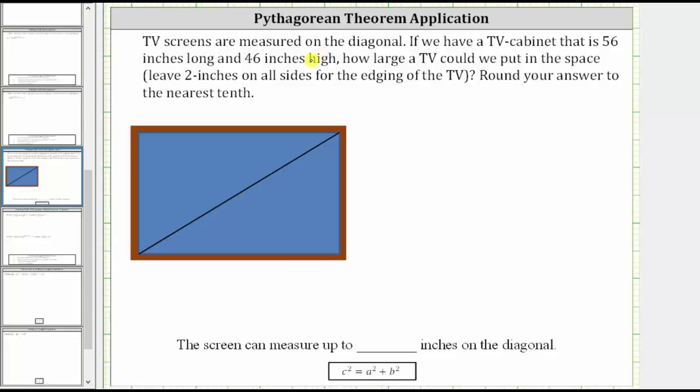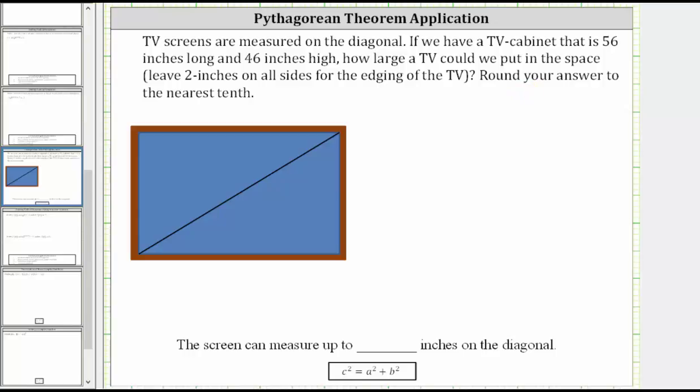TV screens are measured on the diagonal. If we have a TV cabinet that is 56 inches long and 46 inches high, how large a TV could we put in the space if we leave 2 inches on all sides for the edging of the TV? And we're told to round to the nearest tenth.